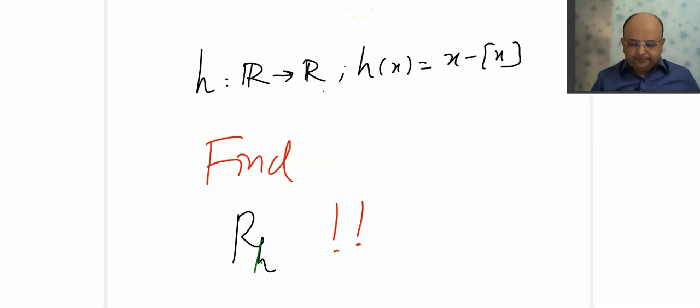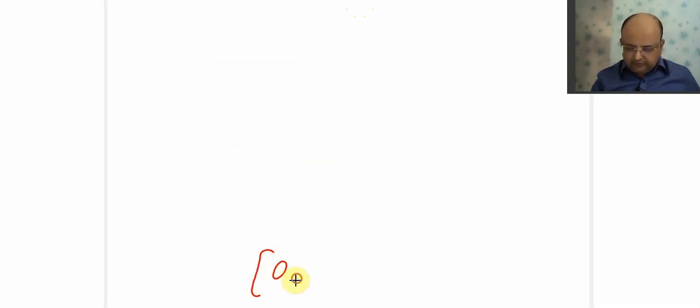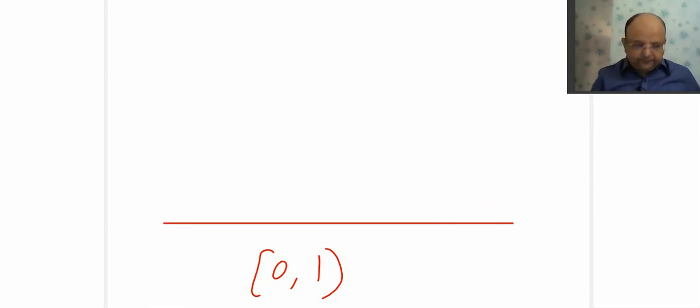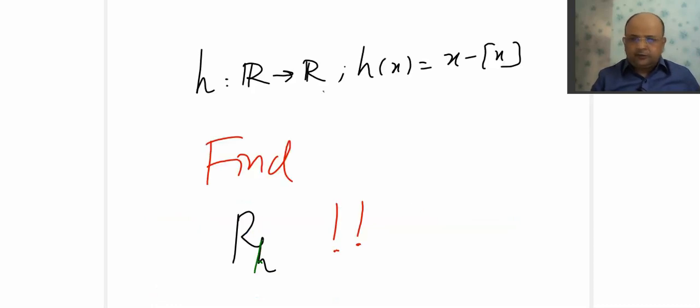I gave you an example. I'm pleasantly surprised that so many of you have realized its range is the interval closed 0 to open 1. That is, it lies between all real numbers between 0 and 1, including 0. I will just make you understand, for those people who have not done this.